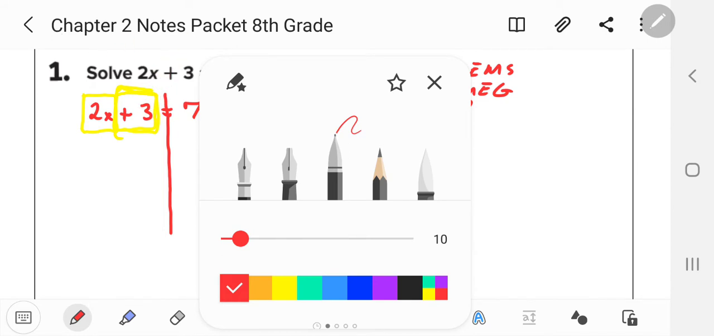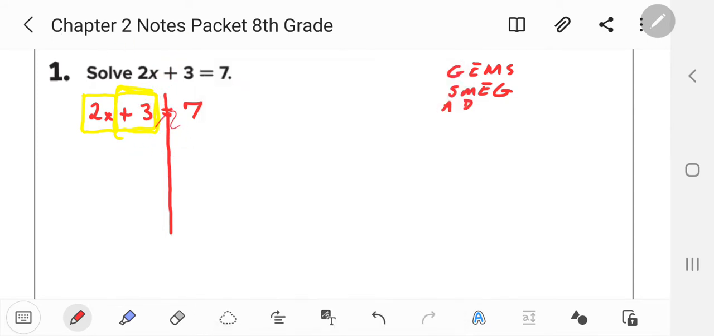And since it's plus 3, we know that the inverse operation of adding is subtracting. So we just directly underneath it, write minus 3. What we do to one side, we have to do to the other. That's the subtraction property of equality. That cancels out. Now we bring everything down.